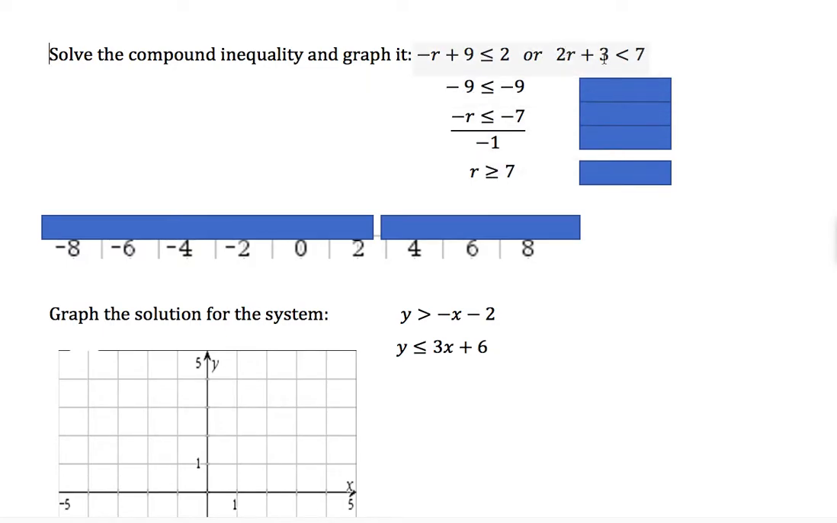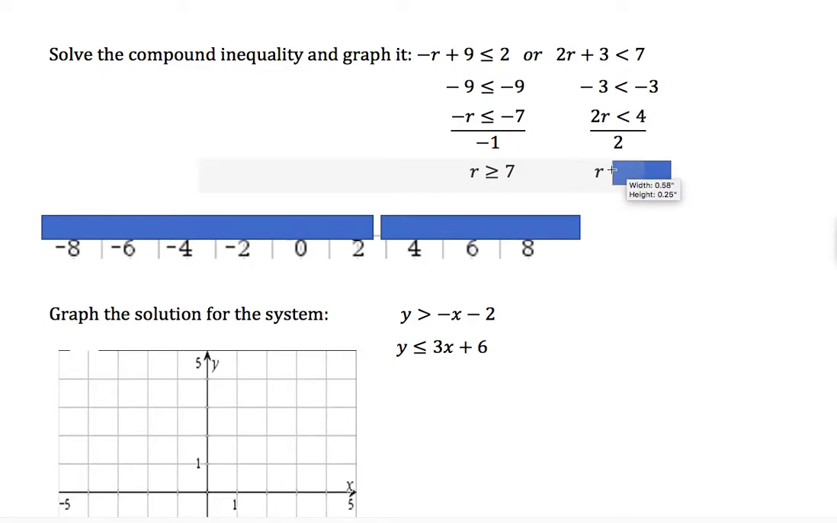Okay, now on this side, again, we have to isolate the r. So the first thing we're going to do is subtract 3 from both sides of the inequality. And when we do that, we're left with 2r is less than 4, because 7 minus 3 is 4. And then we're going to divide both sides by 2. And when we do that, 2r becomes r, and 4 divided by 2 becomes 2. And because we were dividing by a positive number, we're going to leave the inequality exactly the way it is.